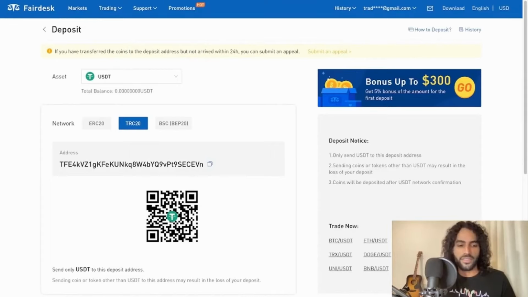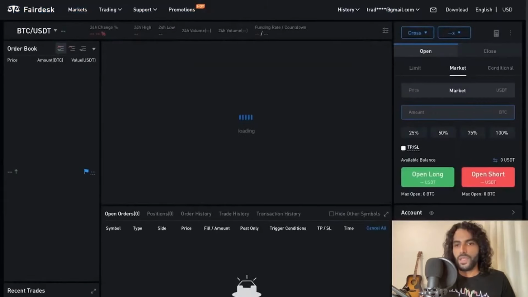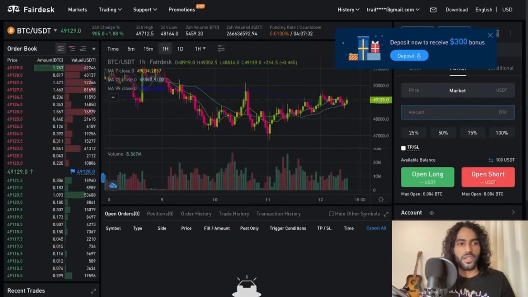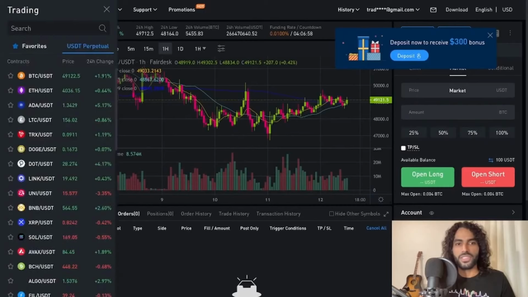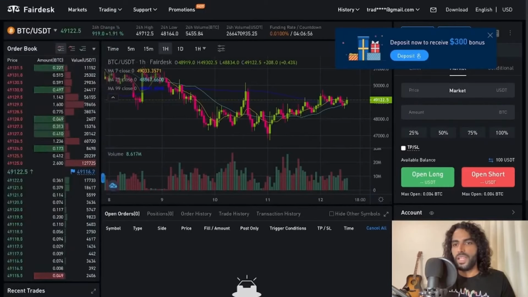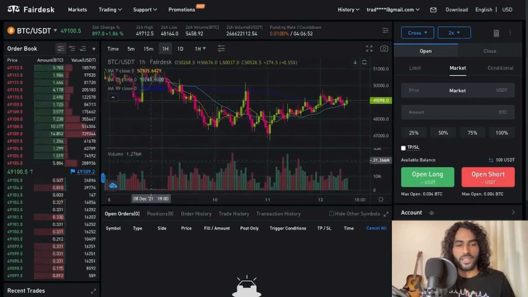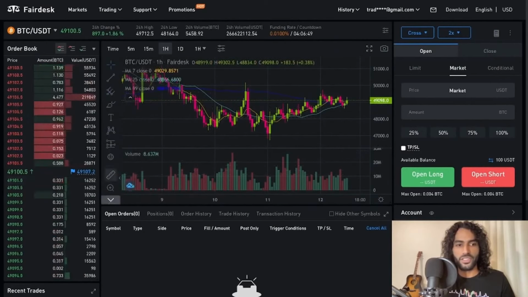So let's get right to it, and first let's go here to trading. Let's start by doing a trade on BTC USD Tether, for example. And here you can see the chart is a TradingView chart, which is perfect.